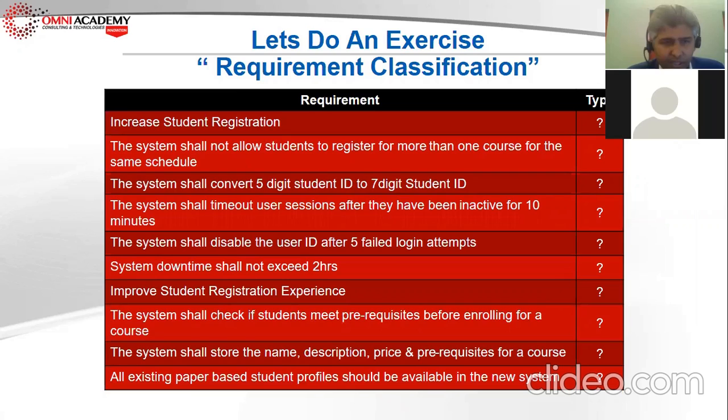Improve student registration. Okay, the system shall check if the student meets the prerequisite before enrolling for a course. Functional requirement, stakeholder requirement. Okay, I see a little confusion here between stakeholder requirement and solution requirement. So what I will do is try to segregate both of them.